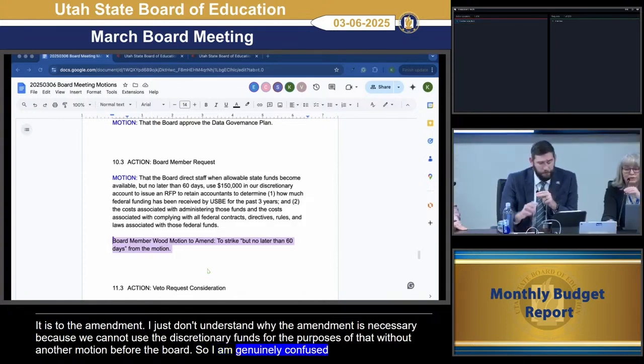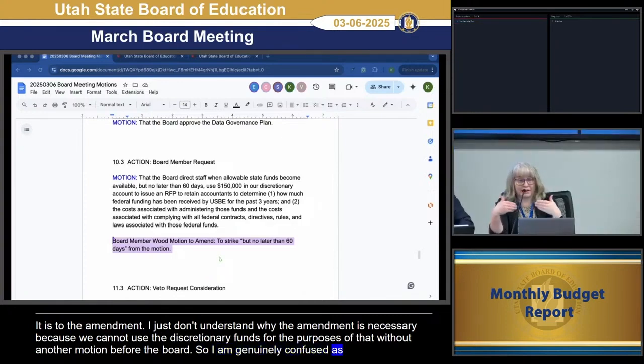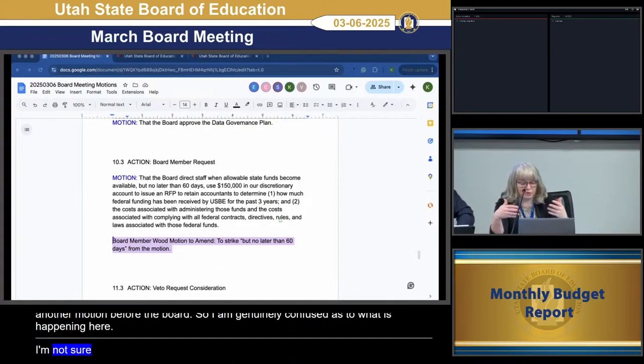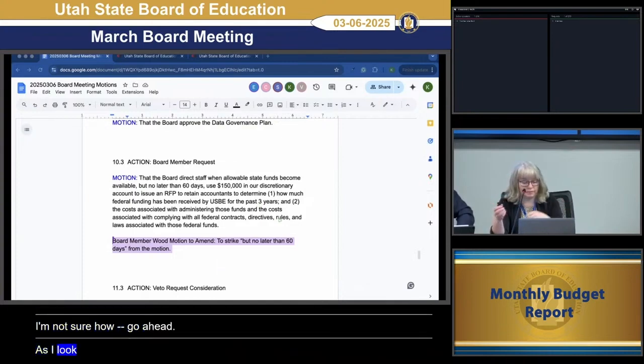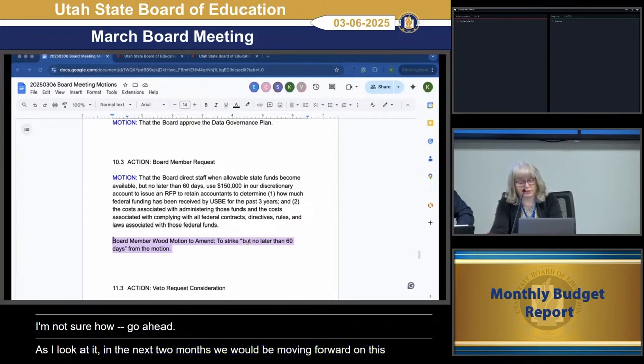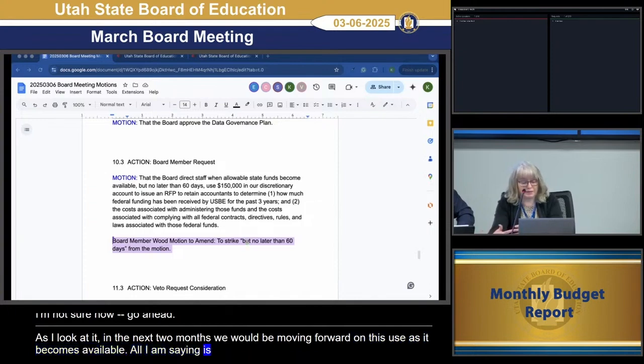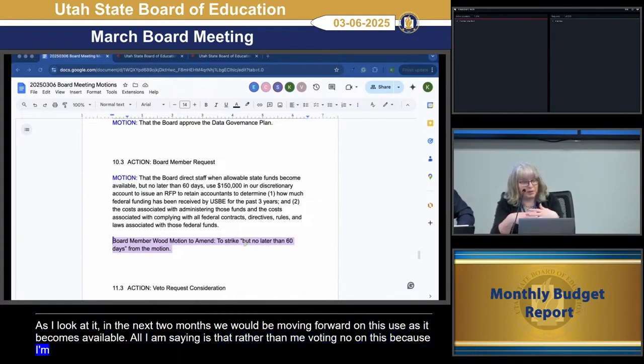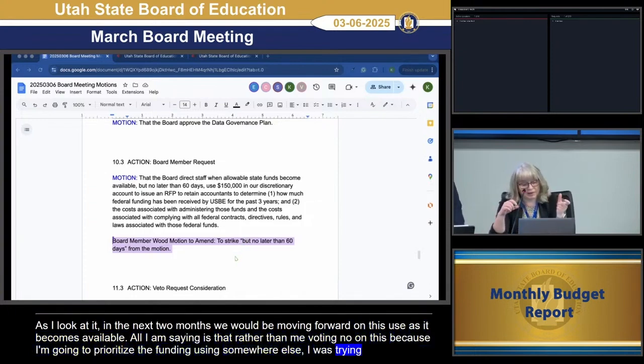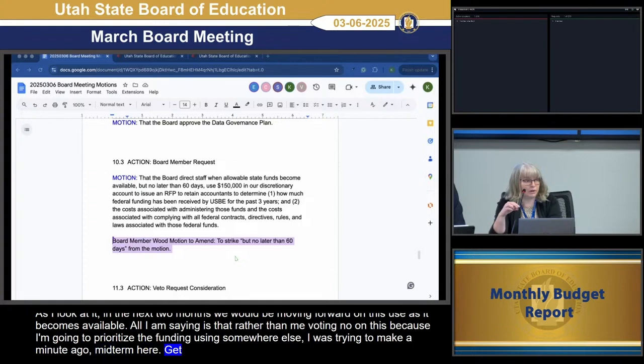Okay. So as I look at it, in the next 2 months we would be moving forward on this use as it comes available. And all I'm saying is that rather than me voting no on this, because I'm going to prioritize the funding somewhere else, I was trying to make a kind of a midterm here, like let's get rid of the timing so that we can use it for other things. Otherwise I vote no, and so I was trying to find a good compromise there.